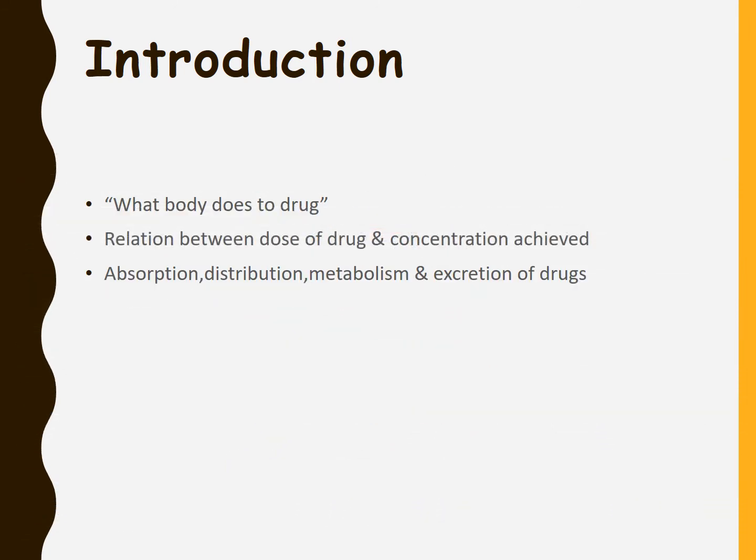So what is pharmacokinetics? It means what the body does to the drug, or the movement of drug into the body, within the body, and outside the body. There is a relation between the dose of drug and the concentration achieved. So pharmacokinetics defines the relation between the dose of drug and the concentration achieved, and it will be discussed under headings like absorption, distribution, metabolism, and excretion.